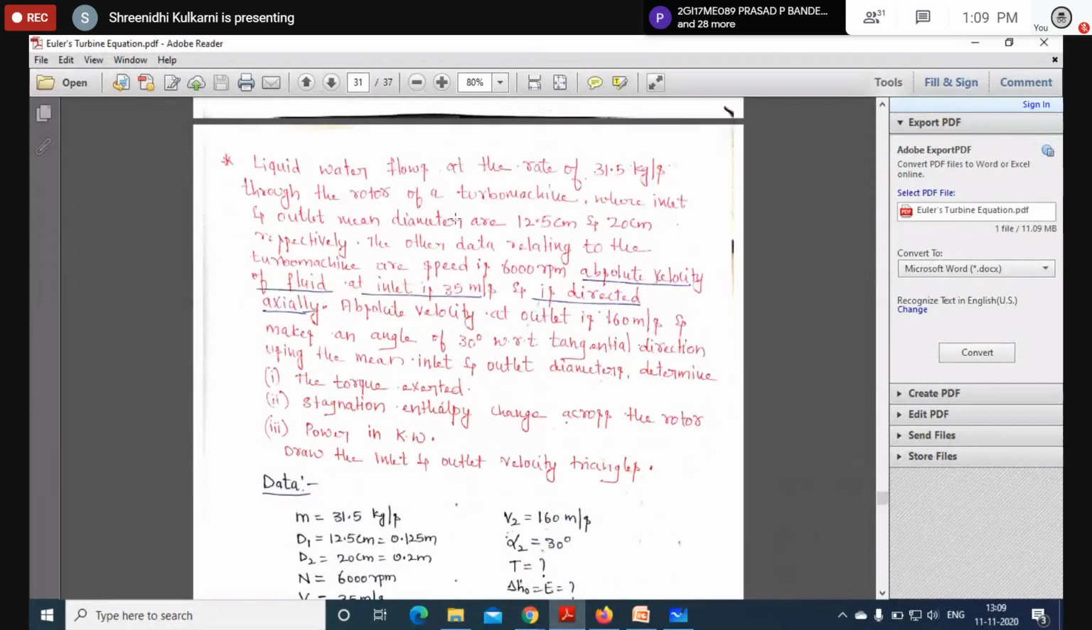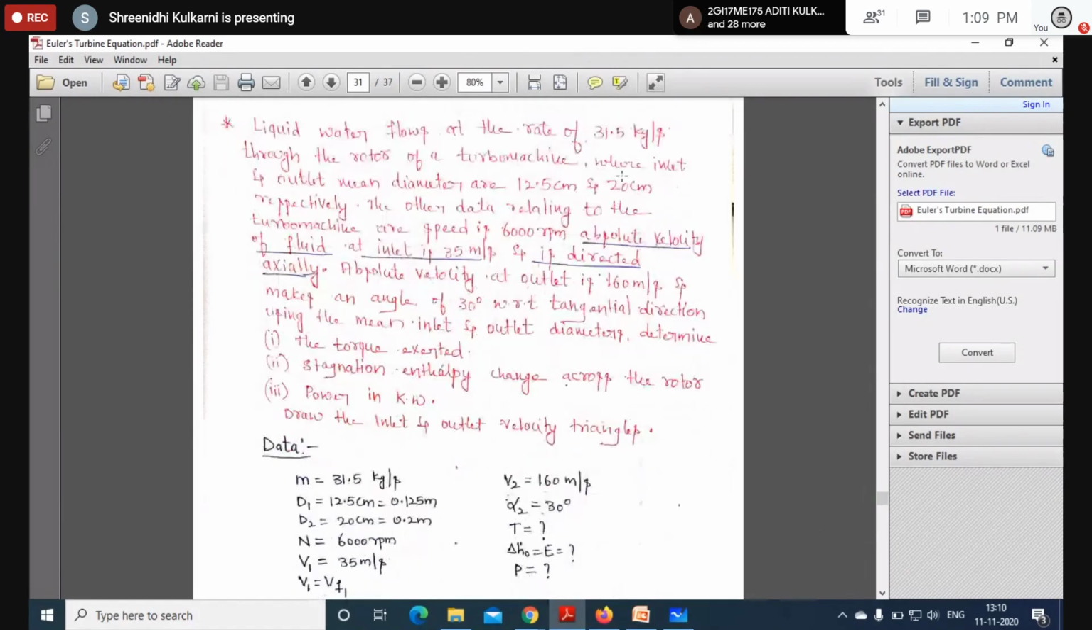First, coming to the problem statement, they have given the flow rate: liquid water flows at the rate of 31.5 kg per second. So m is 31.5 kg per second through the rotor of a turbo machine, where inlet and outlet mean diameters are given. So it is not an axial flow. D1 is 12.5 centimeter and D2 is 20 centimeter.